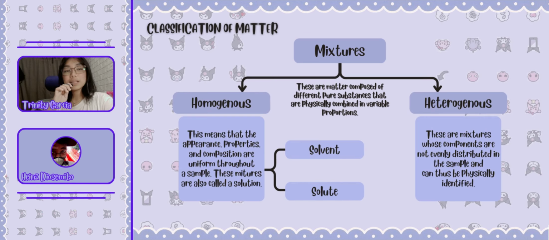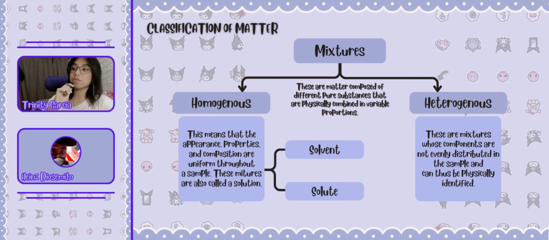Alright, so as said in the previous slides, mixtures are composed of different pure substances. So under mixtures, we actually have two types. We have the homogeneous and the heterogeneous. Under homogeneous, this just means that the appearance and the composition are uniform. When we say uniform, the elements are not identified properly in the mixture. So these mixtures are also called a solution. So the solution is a type of homogeneous mixture.